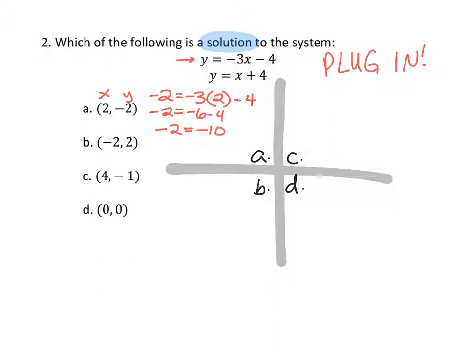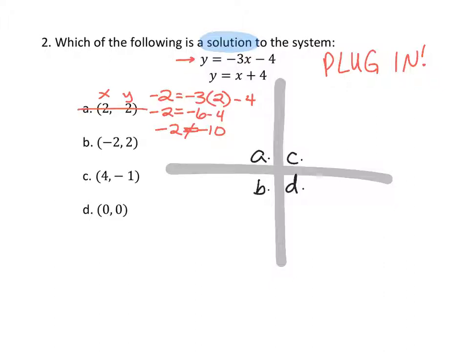-10. You could chunk this part in a calculator if you wanted to, but we're going to be using our brains today to do this. So -3 times 2 is -6. -6 minus 4 is -10. Is -2 equal to -10? No, these are not equal, so we're going to put a slash mark through our equal sign indicating not equal. Should I choose answer choice A? No, because it didn't work in one of them. It has to work in both.